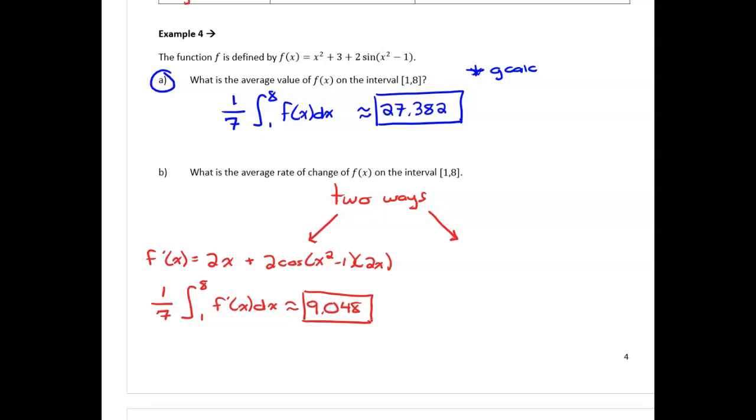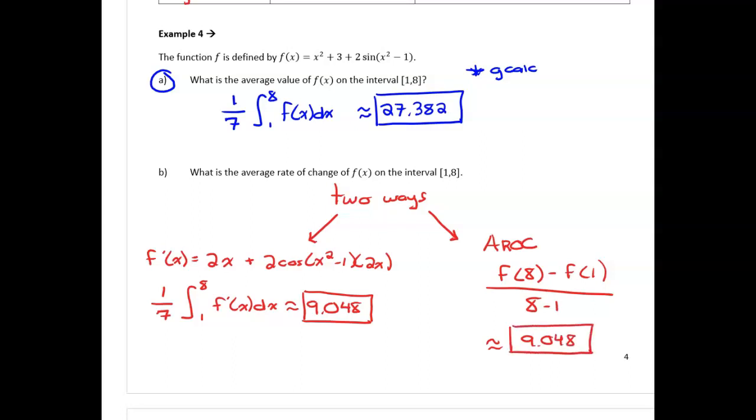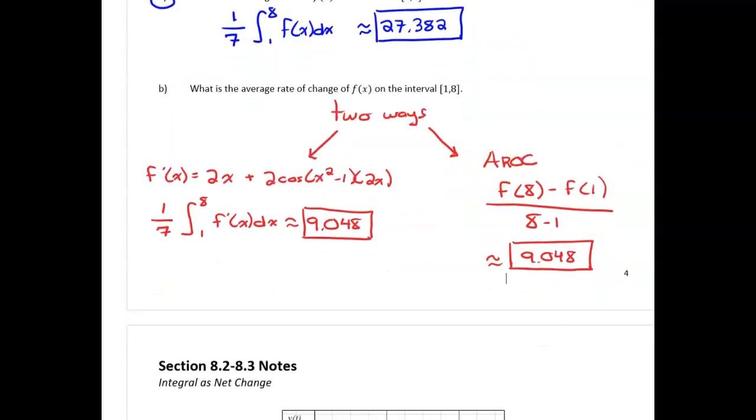Or you could just think of, hey, average rate of change, that is a slope. Average rate of change could be calculated by f of 8 minus f of 1 all over 8 minus 1. And you could get the exact same thing, 9.048. Average rate of change. Long way, short way. And it's actually pretty intuitive of why that works.